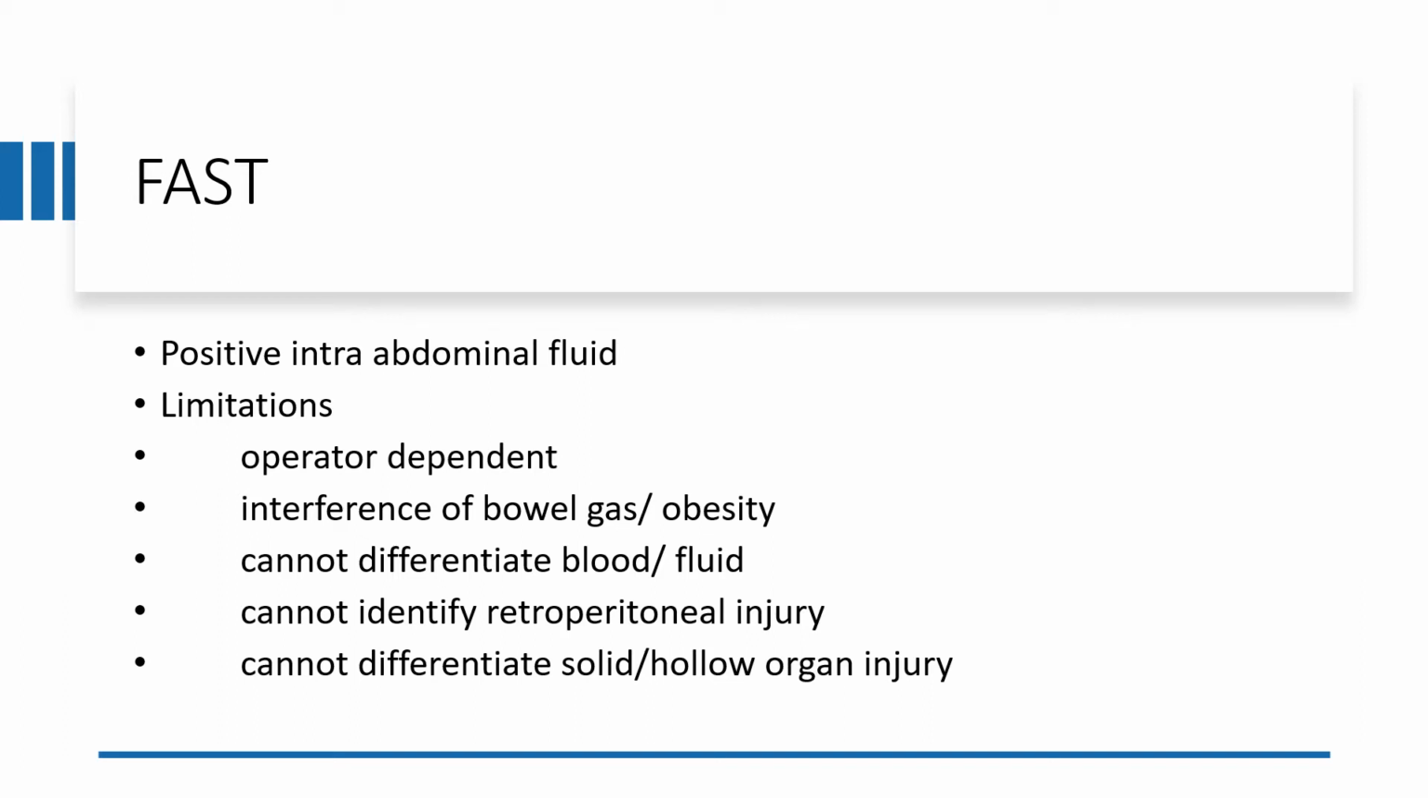So basically in FAST, you want to find whether the patient is bleeding or not in the abdomen, which can be seen in the hepatorenal fossa or splenorenal fossa, or at the pericardial view, or at the pelvic or pouch of Douglas.